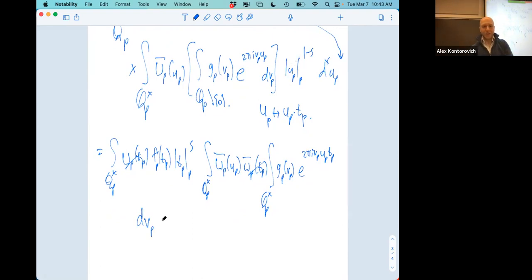Then I have a u_p to the 1 minus s, and u became replaced by u times t. So now I have a t_p to the 1 minus s, d star u, and d star t. Okay, hopefully we followed all of that. So you did this change of variables, and what did it affect exactly? Well, at the moment, all we did is we used it to kill off the ω_p of t_p here and here.